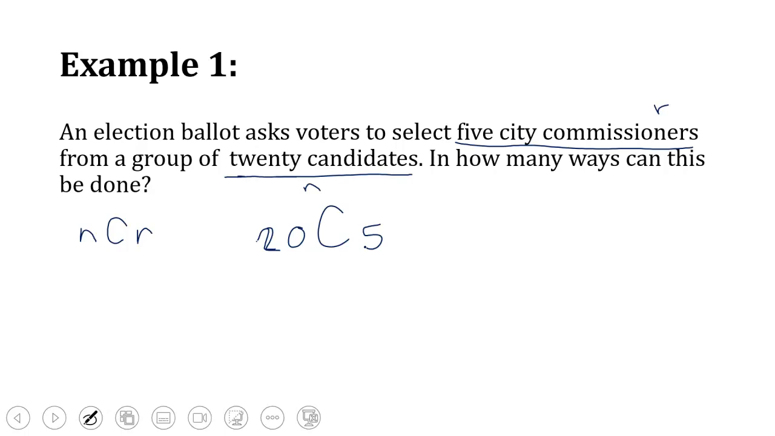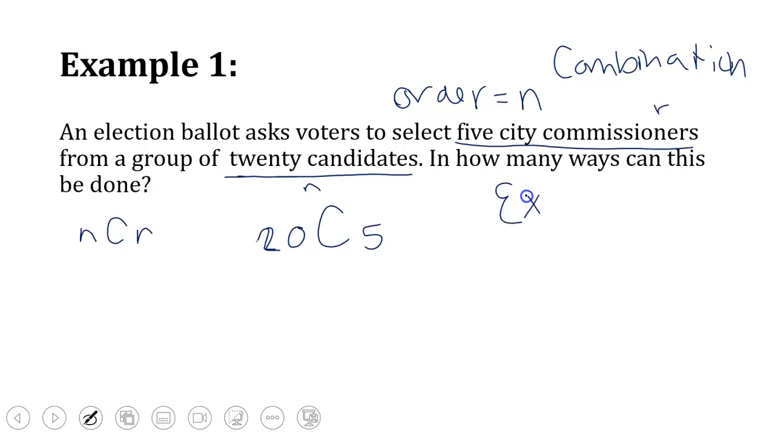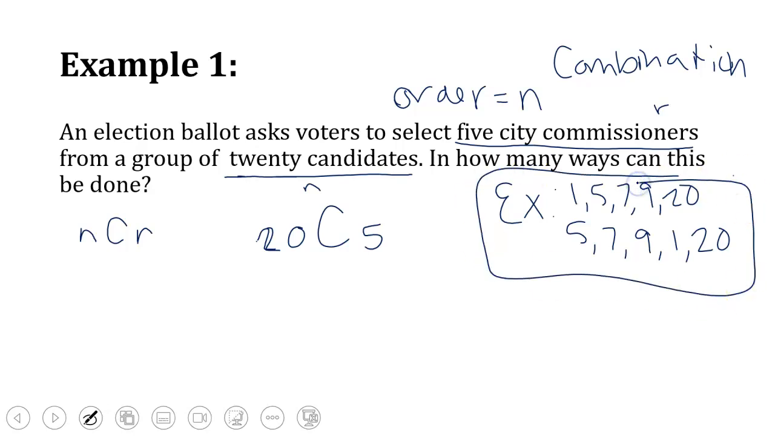And so we know that order does not matter, right? So order is no. So that means it's combination. When order doesn't matter, we use combination. Because if we chose, for example, 1, 5, 7, 9, and 20 as our 5, and then we do 5, 7, 9, 1, and 20, we choose those numbers in a different order. Aren't they the same 5 city commissioners? So that's how we know order does not matter.